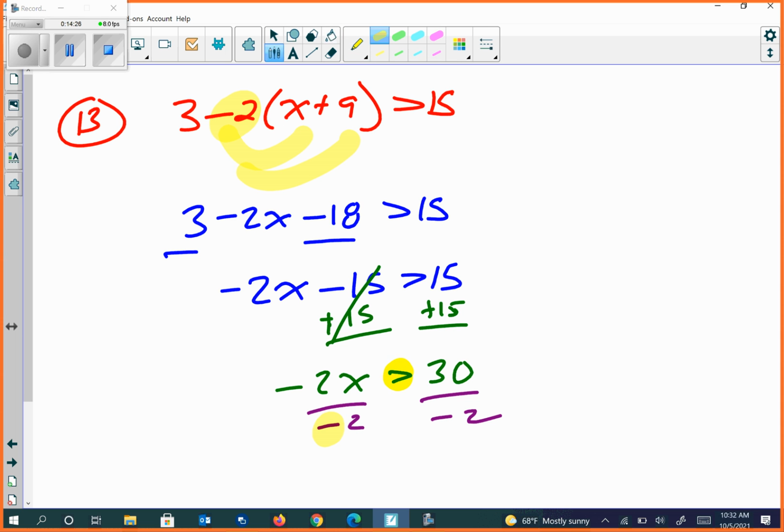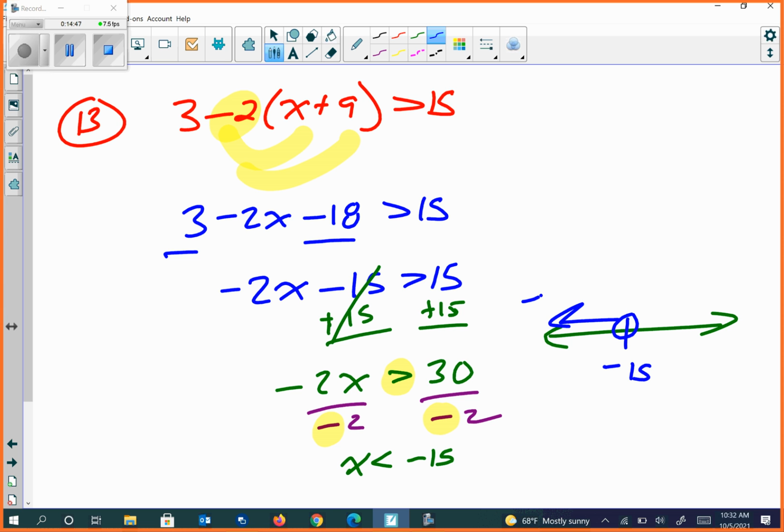So I'm dividing by a negative. So what happens to the inequality sign, my friends? It flips. All right, so I'm going to get x is less than 30 over -2, which is -15. So that's my inequality. Put it on a number line. So -15, open dot going left, so that's going to negative infinity. My interval notation is negative infinity to negative 15, soft bracket on the negative 15.